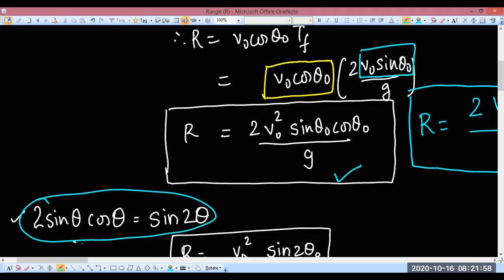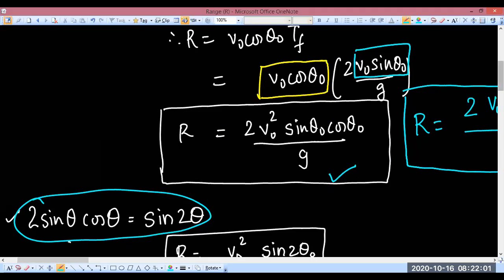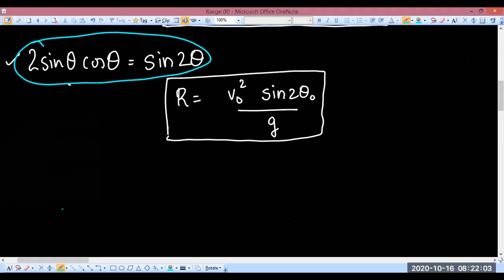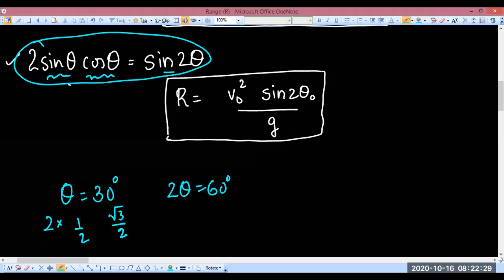You can actually verify it if you want. That is what you did in 10th. For those people who were wondering, we have already studied this in 10th, sir, you are highly intelligent, right? This is what you have studied. This is what you would have verified. You would have taken theta is 30 and then tried 2 into sine theta, 1 by 2, 2 into cos theta, root 3 by 2, cos 30, and now here sine 2 theta. So if theta is 30, 2 theta is 60. So what is sine 60? Sine 60 degrees is root 3 by 2.